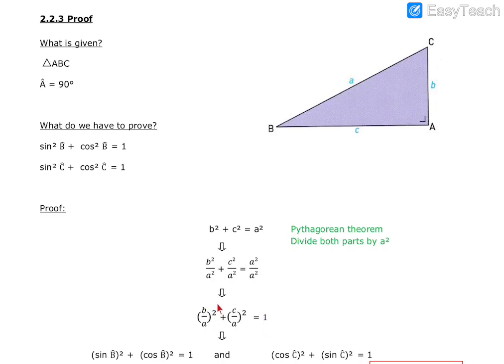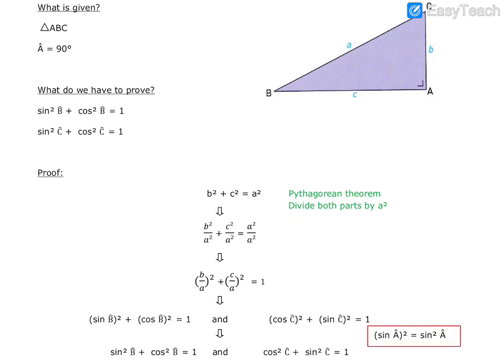Now, b divided by a, to angle B, that is the opposite divided by hypotenuse, that is the sine of B. C divided by A is the adjacent divided by hypotenuse, so that is the cosine of B. But of course, I could also take a look from the point of view of C. To C, B divided by A is the cosine of C, and C divided by A is its sine.